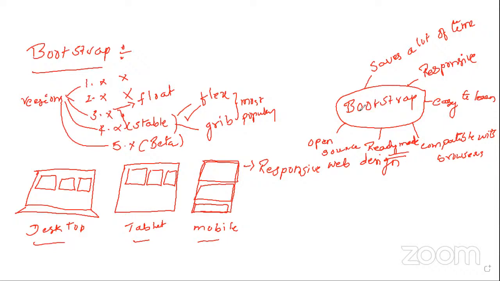Now, as I already explained, the major feature of Bootstrap is the grid system, guys. You have to understand the grid system very well in Bootstrap. What is the grid system? I already explained. There are two types of layouts that we can create: one is fixed layout, another one is flexible layout. This is the heart of Bootstrap.